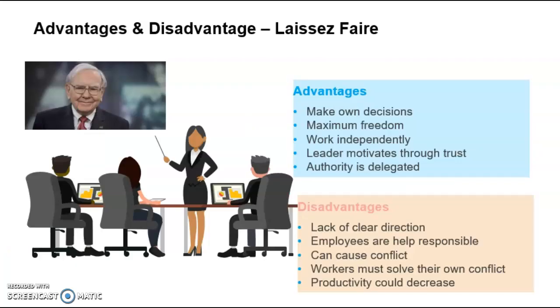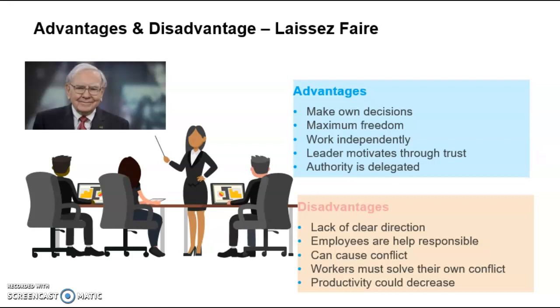So let's look at some of the advantages of this style. The workers are allowed to make decisions on their own. The subordinates have that maximum freedom and can work independently. The leader motivates the workers by trusting them to do the things themselves and on their own. The authority is delegated, which can be empowering to competent workers and then increase productivity. Subordinates are the experts and know what and when they can take responsibility.